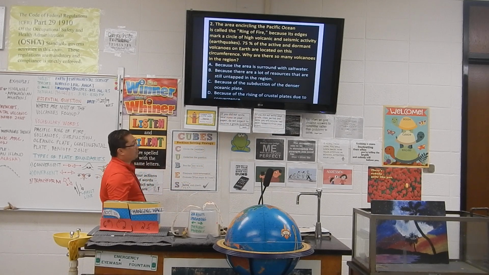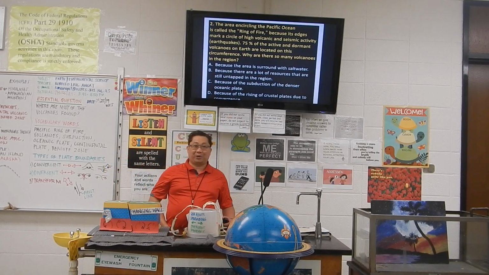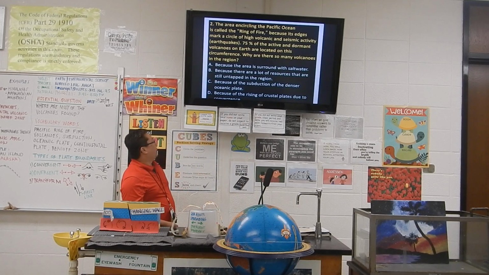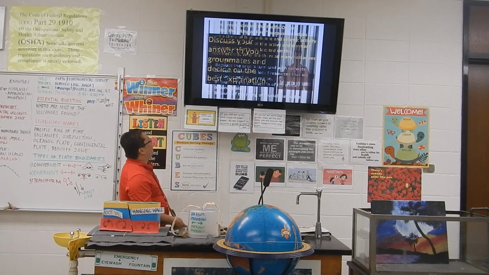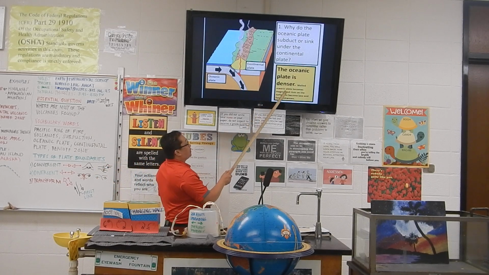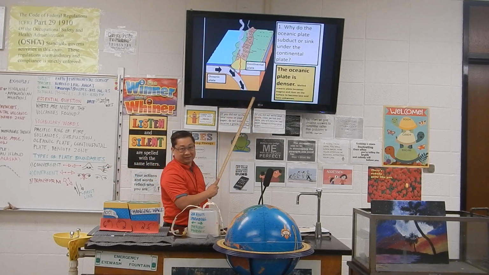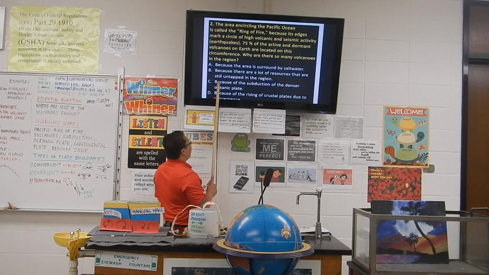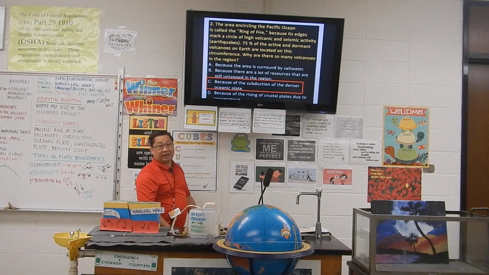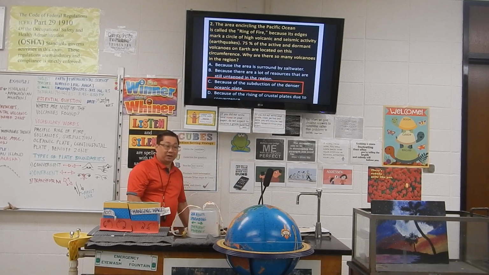So this is the next question that you need to answer with regards to our assessment probe. So, what is your answer? Okay, so for the first one, the oceanic plate is denser, that is why it sinks. And for the second one, the answer is letter C, because of the subduction of the denser oceanic plate. So the oceanic plate is denser, that is why it's the one that subducts.